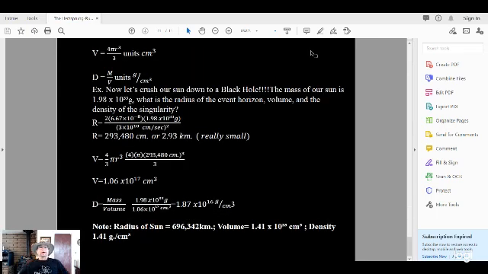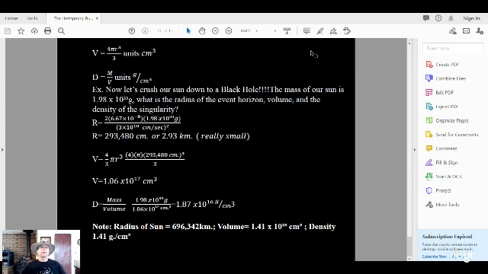Once we get the radius, the Schwarzschild radius, named after Karl Schwarzschild, the great German astronomer who died during World War I, then we can solve for the volume. How much space is that black hole taking up? And you can imagine it's not going to be very big. So we're going to plug in the radius, cube it, times pi times 4, and divide by 3.